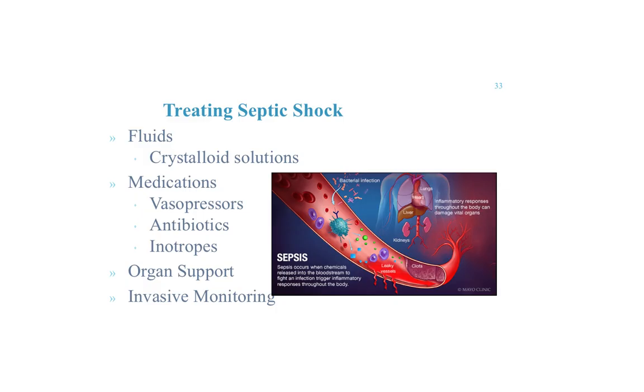Okay, to treat septic shock, we want fluids. We want crystalloid solutions. So we want lactated ringers or albumin. Albumin is going to help pull that blood back from the interstitial space back into the vasculature. Vasopressors, so dopamine or norepinephrine.